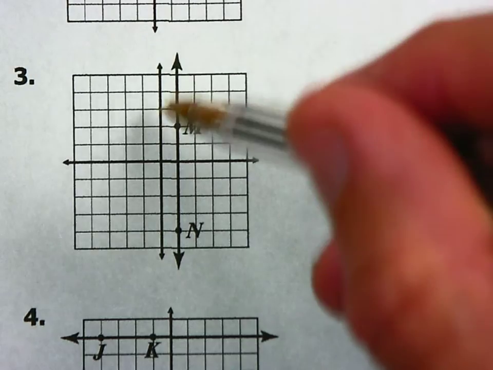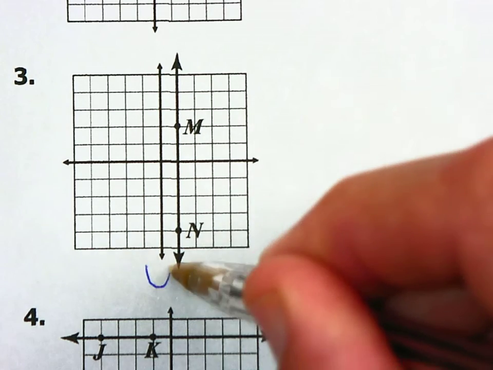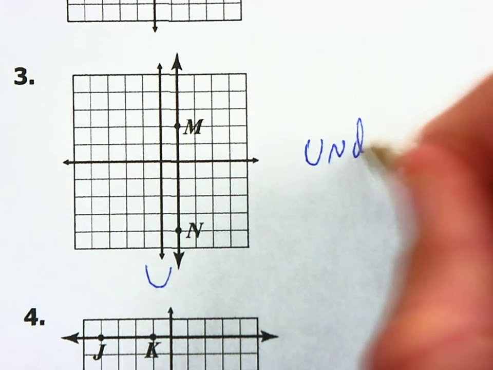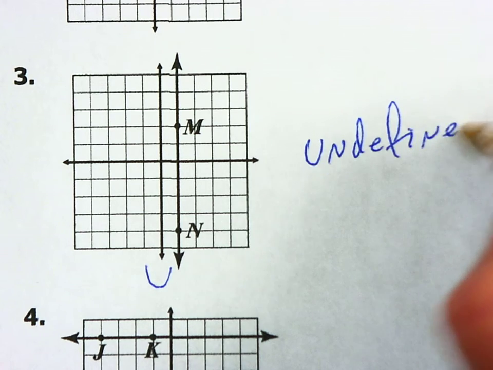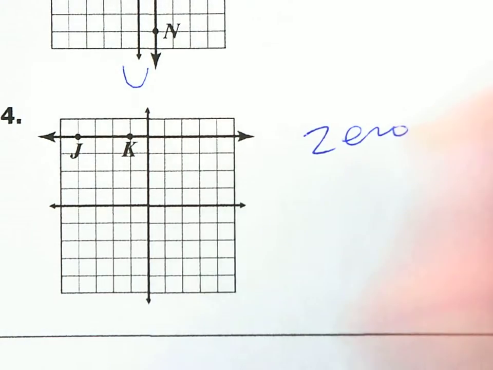On number 3, I want you to think of Slope Man. Wasn't that the line for when I made the nose, and then I put this underneath it? So this is undefined. Undefined or no slope is all vertical lines. And then number 4, that was the mouth. That's going to be 0.